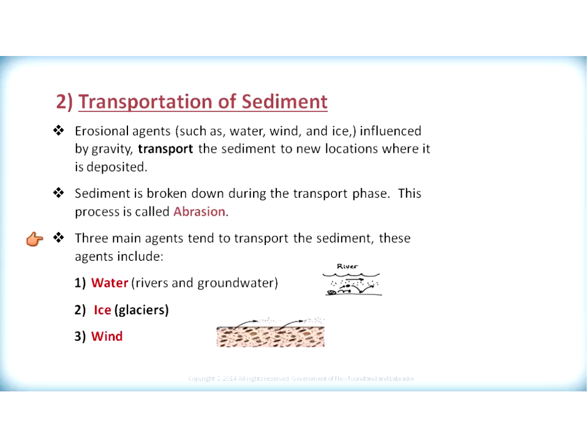Three main agents tend to transport sediment. These agents include water, which is generally moving, such as rivers and groundwater; ice, such as glaciers found in mountains, which tend to move down the mountain as gravity affects the ice to cause it to move down; and also wind. Wind can also transport finer sediment when blown, or if the wind velocity is high enough, it could actually transport larger materials.